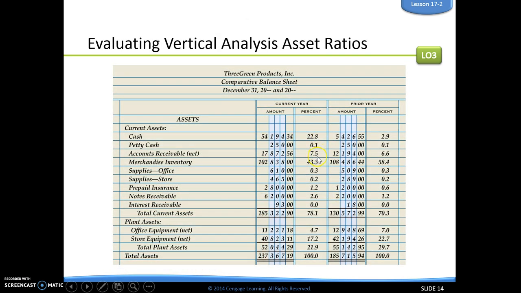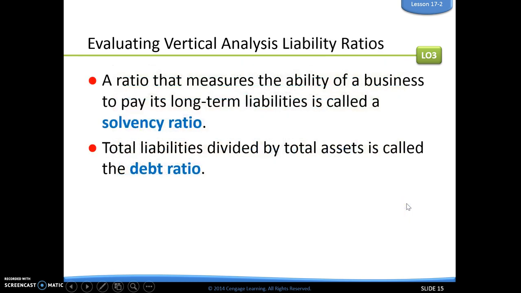So this is just a more zoomed in look at what we're doing here. So for example, if you were to take the notes receivable, which is 6,200, and divide that by our total assets of 237,000 and change, you're going to get that 2.6%. Okay, so pretty simple math.